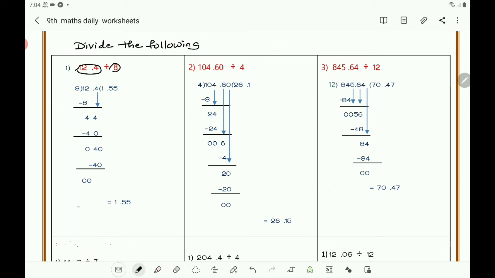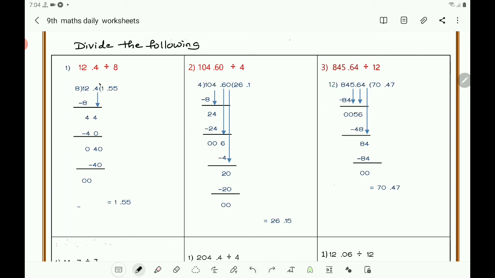12.4 divided by 8. Here you take the number 12.4, which is a decimal number. You divide it by 8. And in the first step, what we have to do? Here you take 1. 1 is smaller than 8. So, you take 12. Then 8 ones are 8 and you subtract this 8 from 12. 12 minus 8 you will get 4.